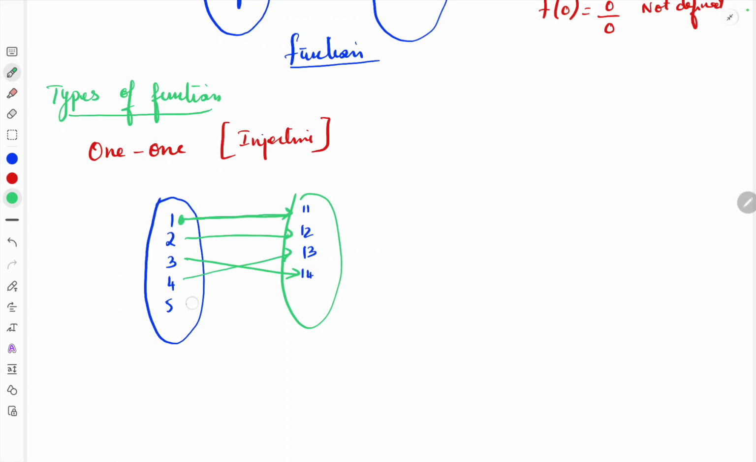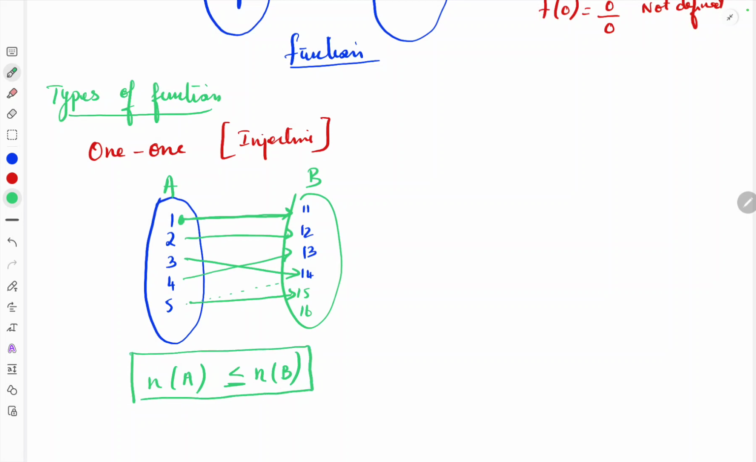Now if I map this 5 to 15, it is one-to-one now, which means from here I can say the number of elements in set A should be lesser than or equal to the number of elements in set B, which means I should have some 15, 16 here. Some extra elements can be there in set B, but not less. So now 5 can map to 15, now it is one-to-one. The condition for one-to-one is the number of elements in the domain should be lesser than or equal to the number of elements in the codomain. Now if we see here, the inverse is not a function here.